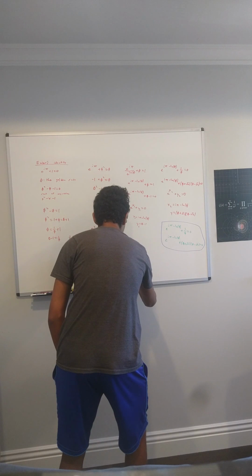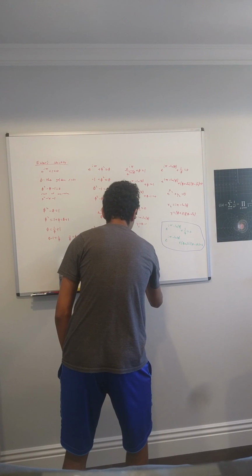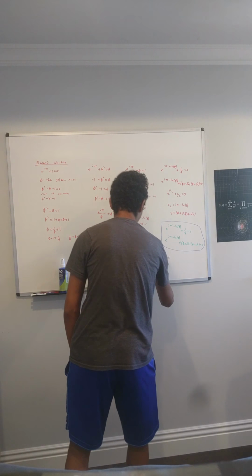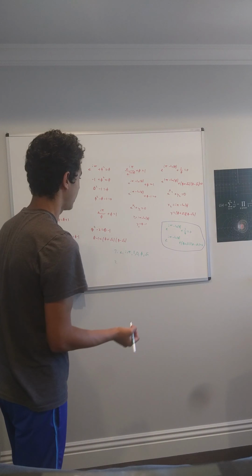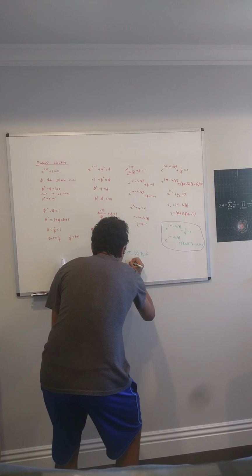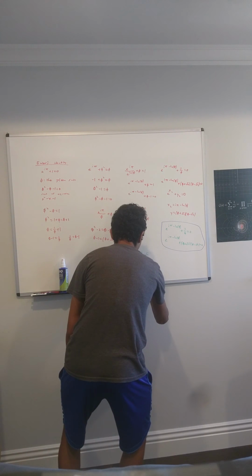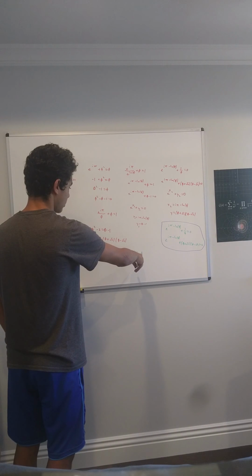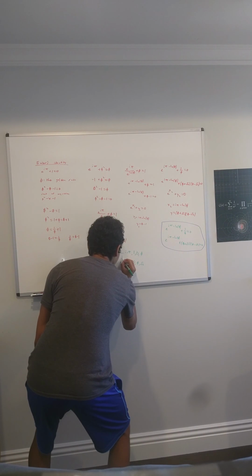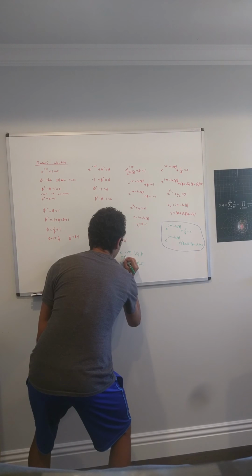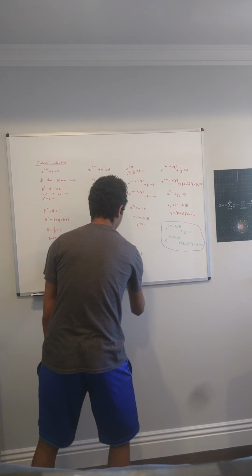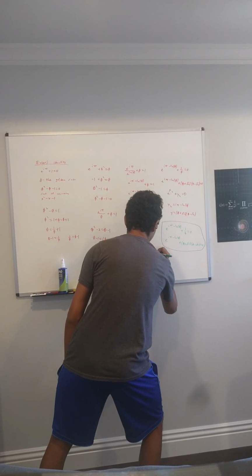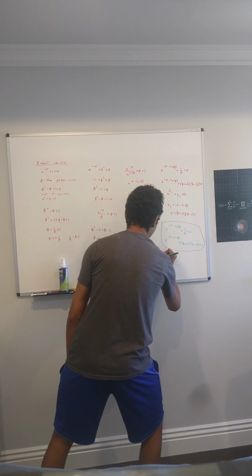Equation 1 has e, i, π, 1, 0, phi, and equation 2 has e, i, π, 0, phi, and square root 2. So there is a bijection, meaning each equation has the same number of constants. So the cardinality of set A equals the cardinality of set B.